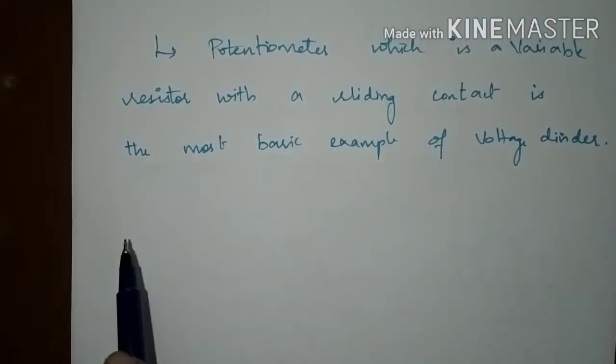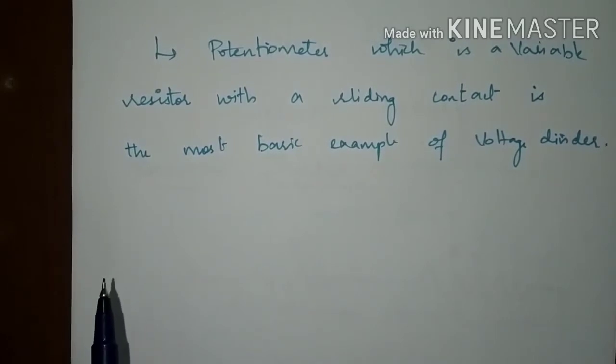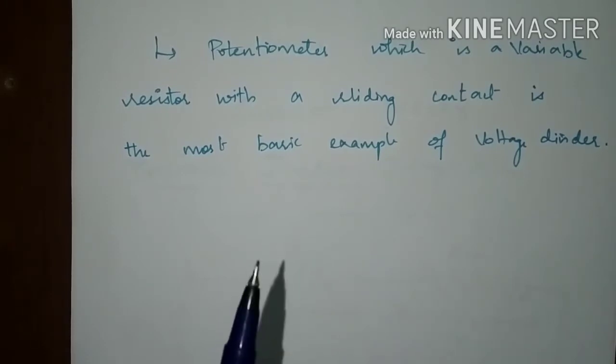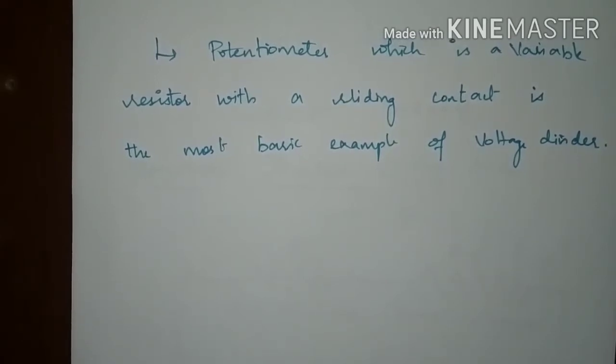And the best example of the voltage divider or potential divider is a potentiometer. A potentiometer is a measuring device which has a variable resistor with a sliding contact. By using the sliding contact, we can vary the resistance value. By variation of the resistance value, the voltage drop across the resistance would vary. So, it is a basic example of the potential divider.